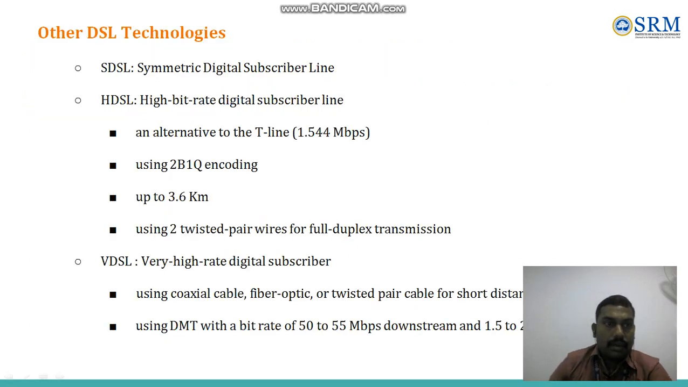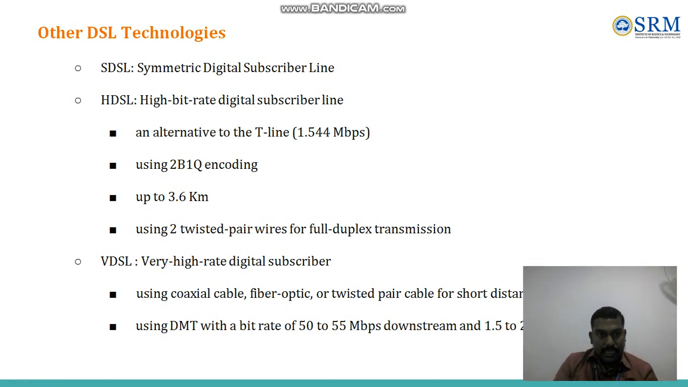Other DSL technologies are symmetric digital subscriber line and high bitrate digital subscriber line. Its speed is 1.45 Mbps using 2B1Q encoding up to 3.6 km. The distance from the switching office to home is 3.6 kilometers using twisted pair wire for full duplex transmission.